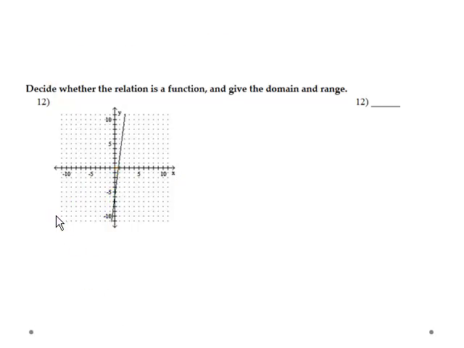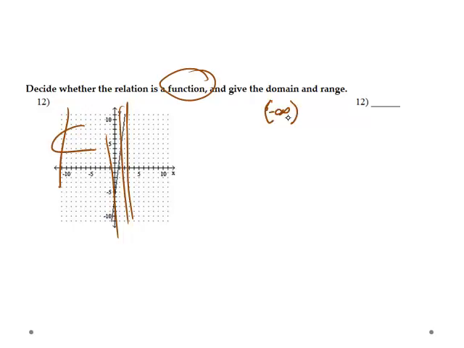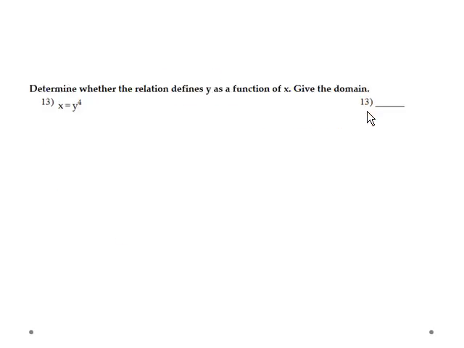Decide whether the relation is a function and give the domain and range. By the vertical line test, each line going vertically only intersects it once. It'd have to be something like this to intersect it twice. So it is a function. The domain is from negative infinity to positive infinity, and the range is also from negative infinity to positive infinity, because it arrows at both ends. Next one.